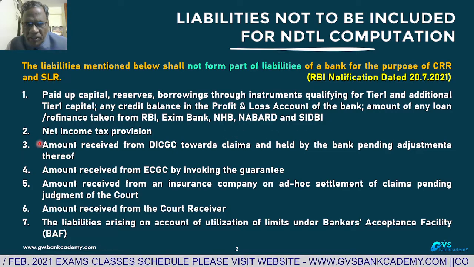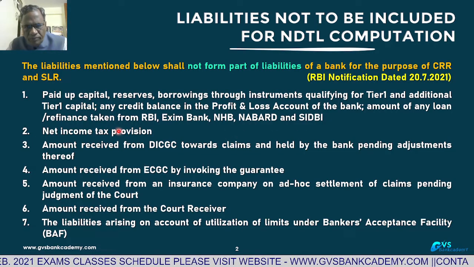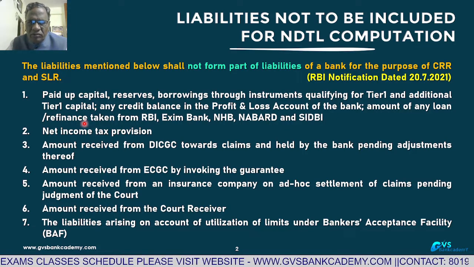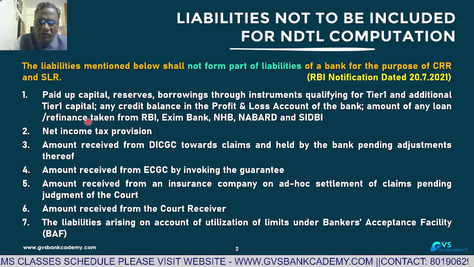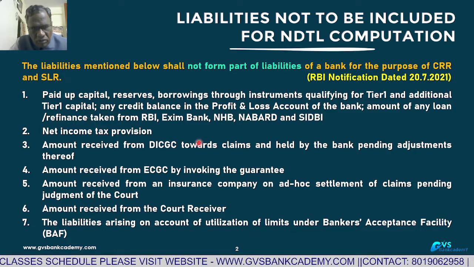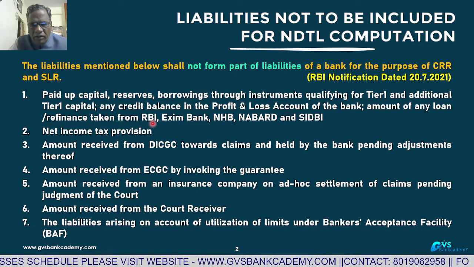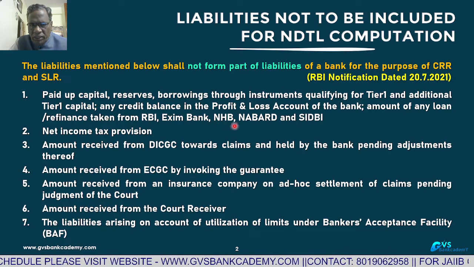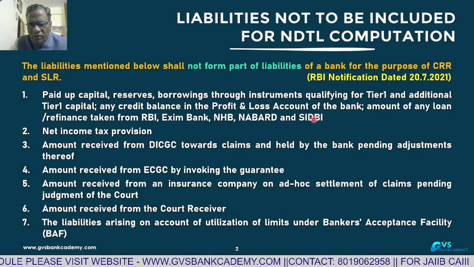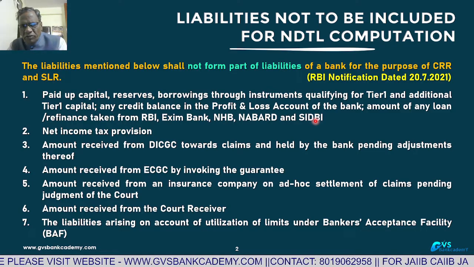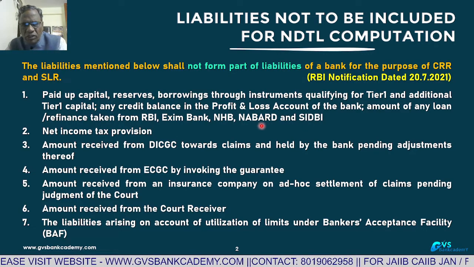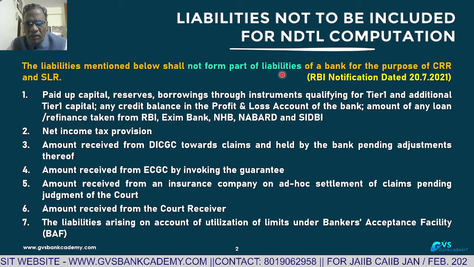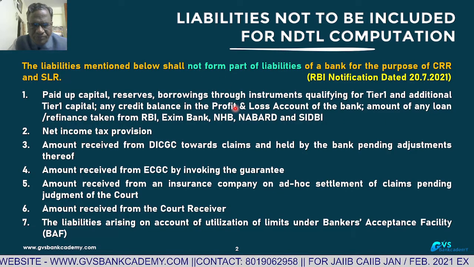Now, in the examination, they are asking one more question: from what organizations do banks get refinance? These are the RBI; Exim Bank for export related; NHB for housing related; NABARD for agriculture; and SIDBI for MSME related advances. Whatever refinance or loans we get from these organizations do not form part of liabilities. That is point number 1, very, very important.